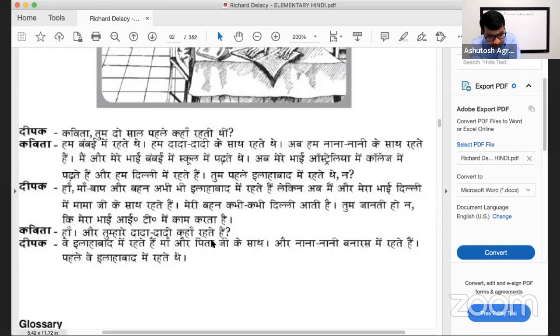If the question is that, you have to refer to the previous sentence, which is हाँ और तुम्हारे दादा दादी कहाँ रहते हैं, and your grandparents, where do they live? Yes, so where do they live, in Allahabad. That's right. So the question was before तुम्हारे दादा दादी कहाँ रहते हैं, and this is the answer. Deepak is saying वे इलाहाबाद में रहते हैं, they live in Allahabad with my mom and dad. It's not that the mata or pita live there; they live in Allahabad for sure, but they live in Allahabad with my mother and father. That's right. Awesome. And then after that, this one was straightforward, which you already did: aur nana nani banaras mein rehte hain, pehle ve Allahabad mein rehte the. Awesome.